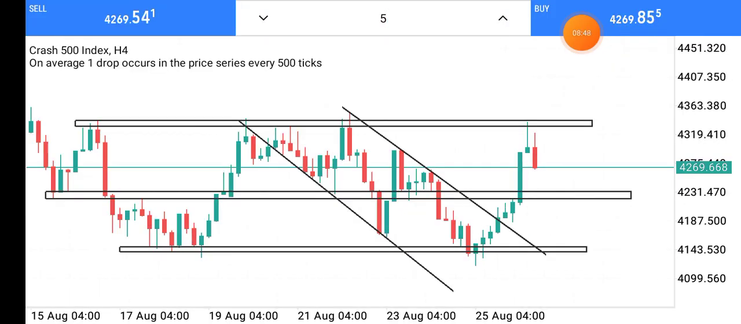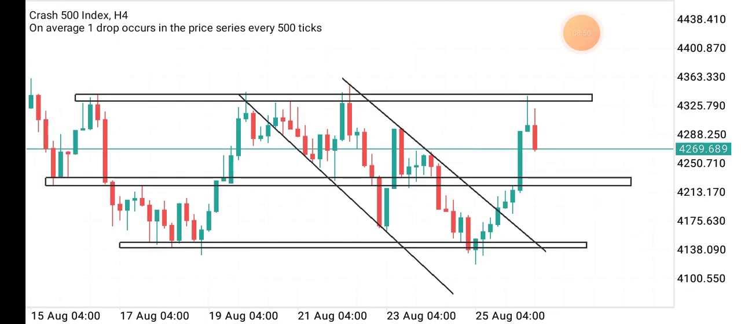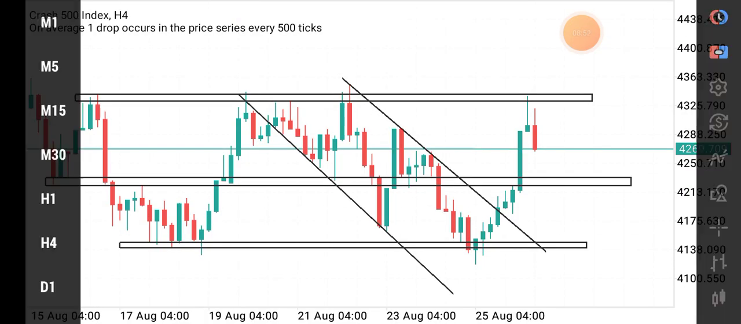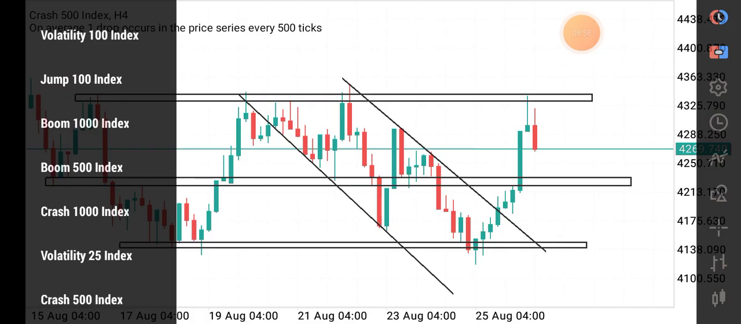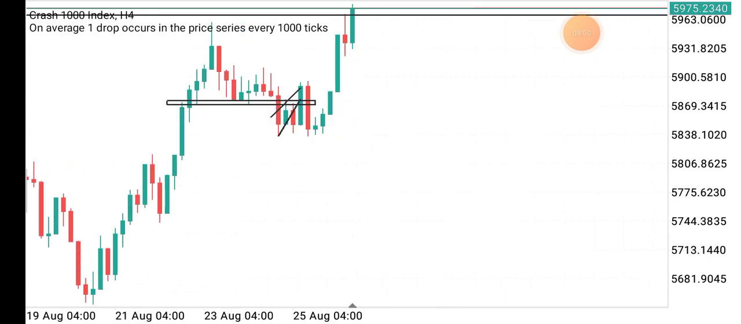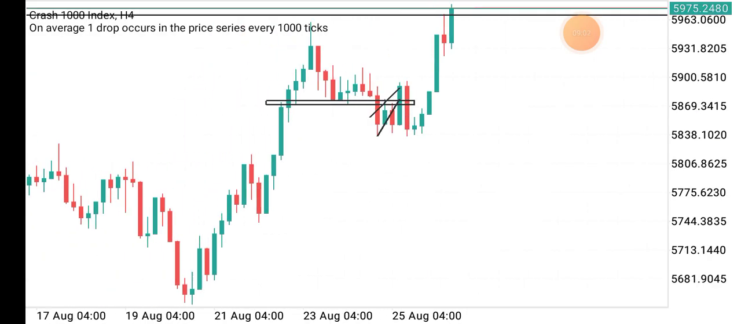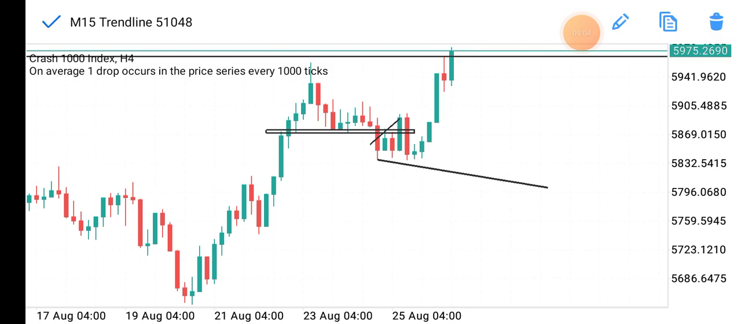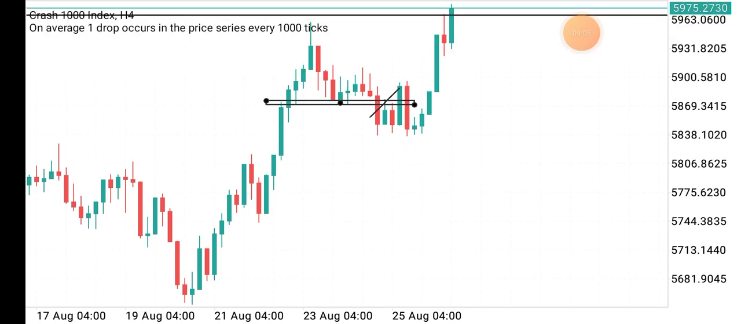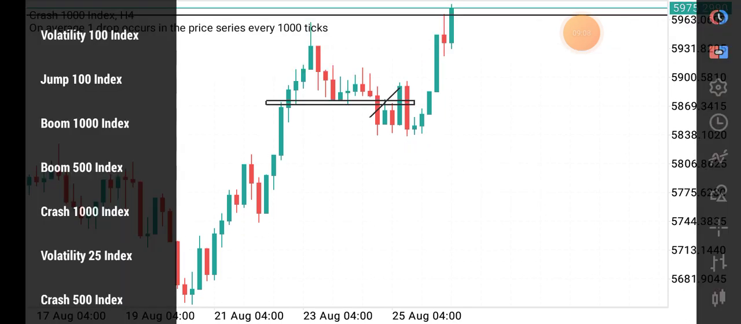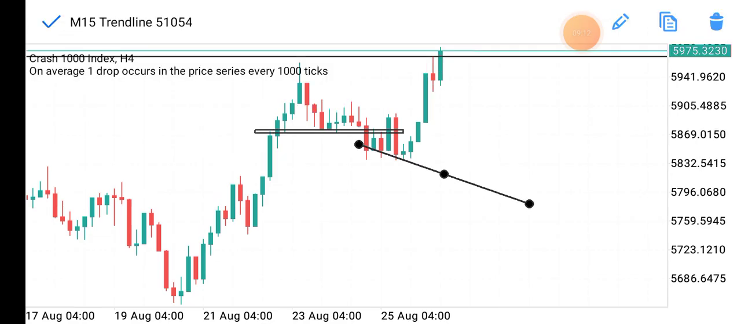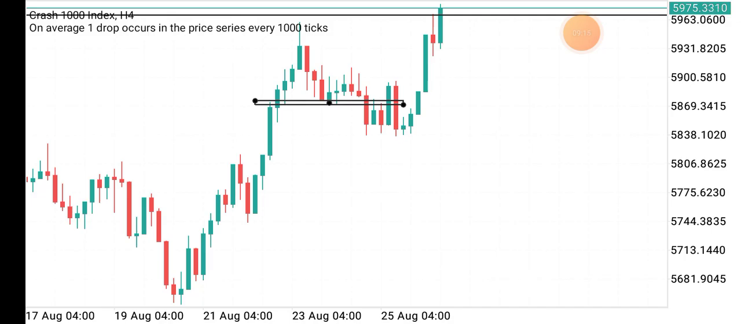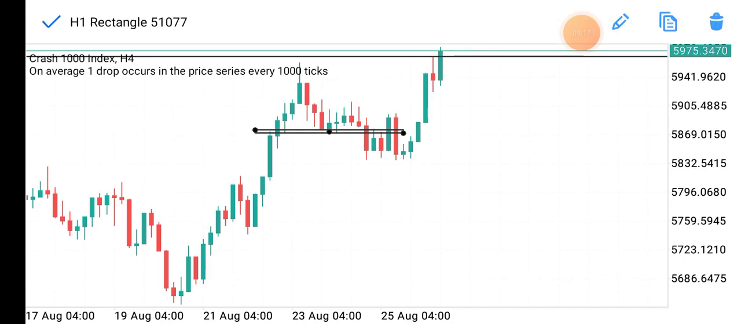So there's another setup I also had on crash, I think crash 1000 index. Let me go to it. See guys, look at it here. Let me remove this. It is still buying nicely. The analysis was on my other phone, so let me share it with you guys so that you can see.